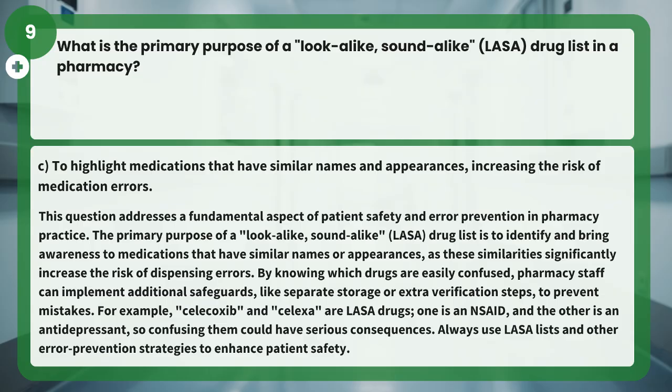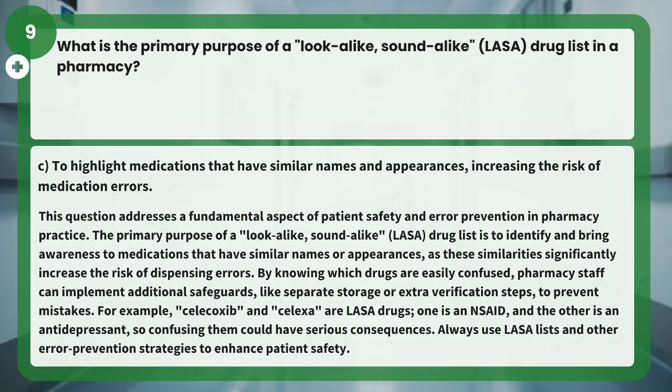Answer C. To highlight medications that have similar names and appearances, increasing the risk of medication errors. This question addresses a fundamental aspect of patient safety and error prevention in pharmacy practice. The primary purpose of a LASA drug list is to identify and bring awareness to medications that have similar names or appearances, as these similarities significantly increase the risk of dispensing errors.